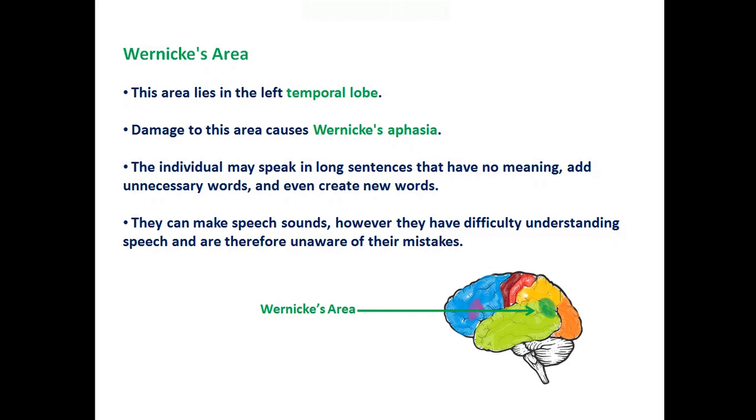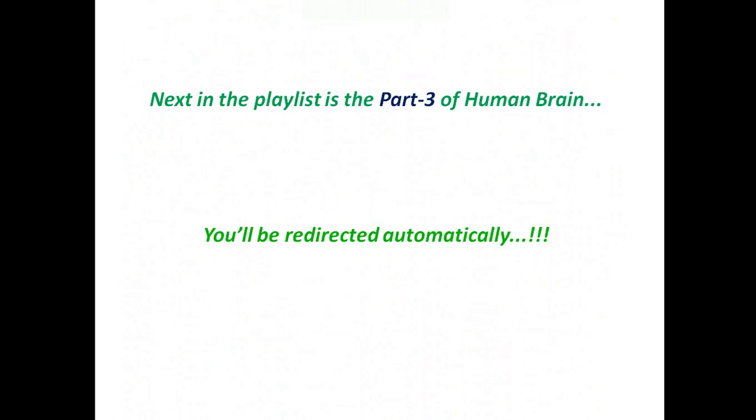So hey, didn't you learn 2 types of aphasia just now? That was so interesting. The 2 aphasias were Broca's aphasia and Wernicke's aphasia. So that was the end of part 2 of the Human Brain series.